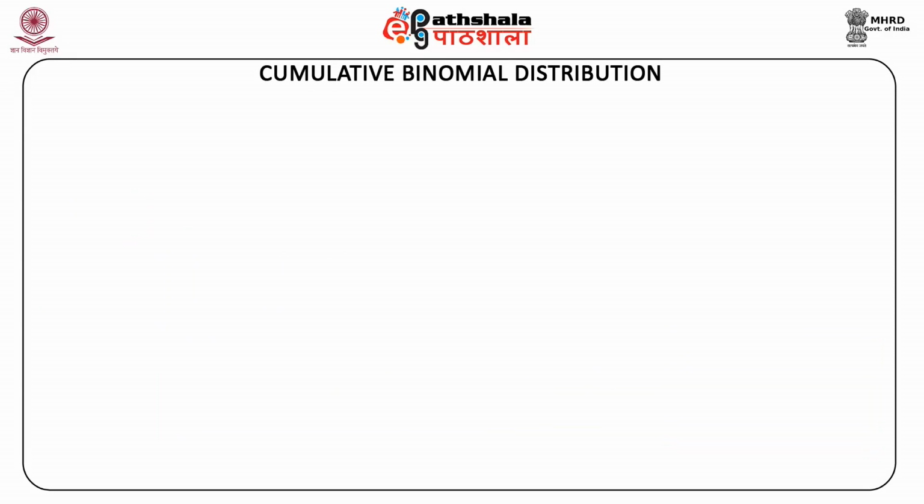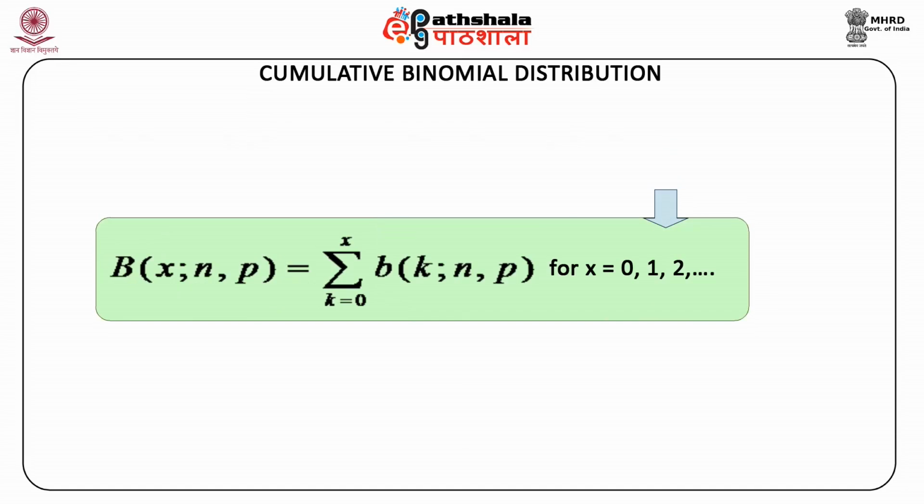Next, we have the cumulative binomial distribution. Cumulative binomial distribution is more helpful when we are interested in a range of values rather than a single specific number. Cumulative binomial distribution is in the form of capital B of x, n, p is equal to sigma k varying from 0 to x of b of k, n, p, for x is equal to 0, 1, 2 up to n.